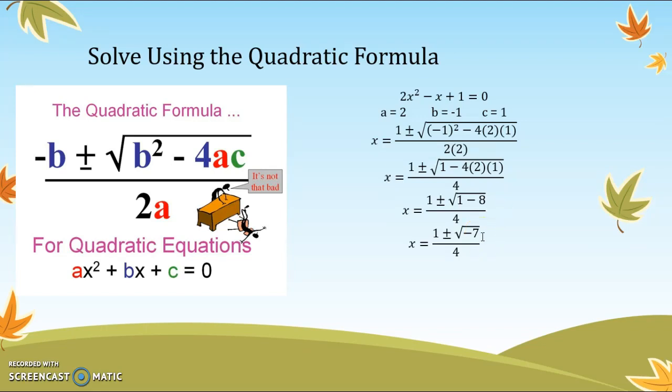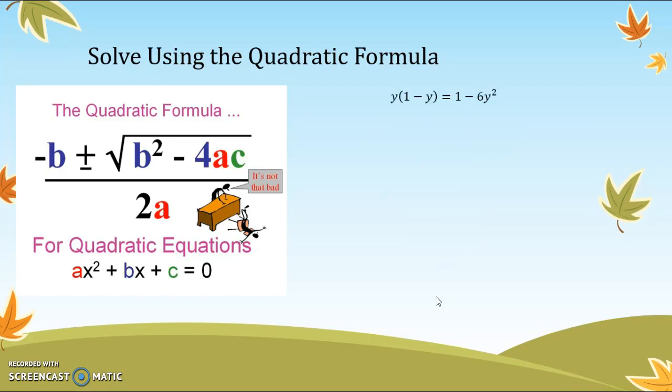We can simplify this. Recall that negative 7 is the same as negative 1 times 7, and we replace the square root of negative 1 with i. So the square root of negative 1 becomes i square root 7. And I have 1 plus or minus i square root 7 over 4. Notice that all of these are not divisible by the same numbers, so at this point we're done, knowing that we do have two solutions here. 1 plus i square root 7 over 4 and 1 minus i square root 7 over 4.